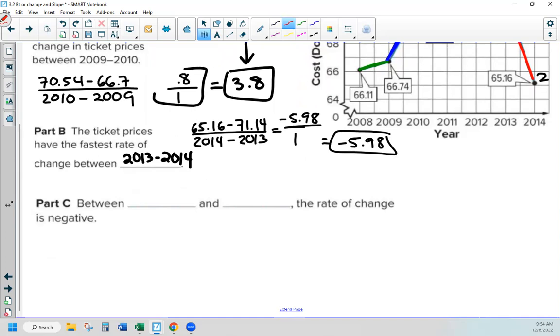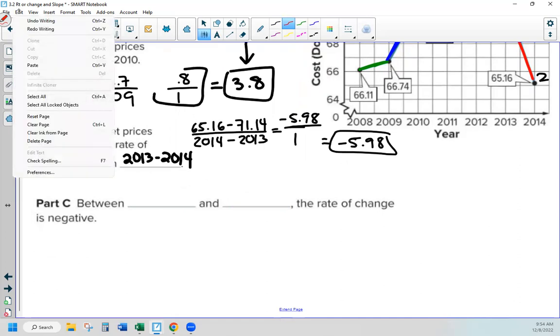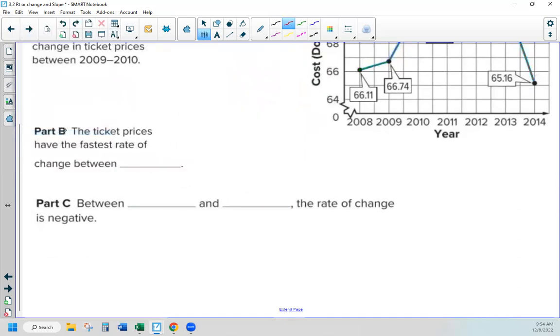Part C, between blank and blank, the rate of change is negative. Between where and where is the rate of change negative?